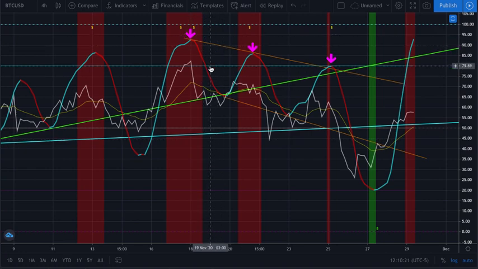And then here, same exact thing happened. We had a high here, we had a lower high here, we had another lower high here. 3 lower highs, 3 drives, bearish divergence, expect to sell off.